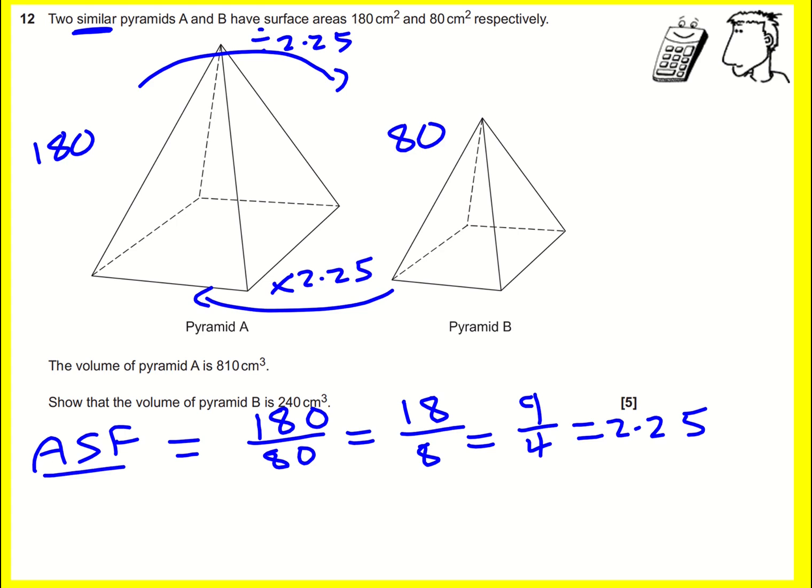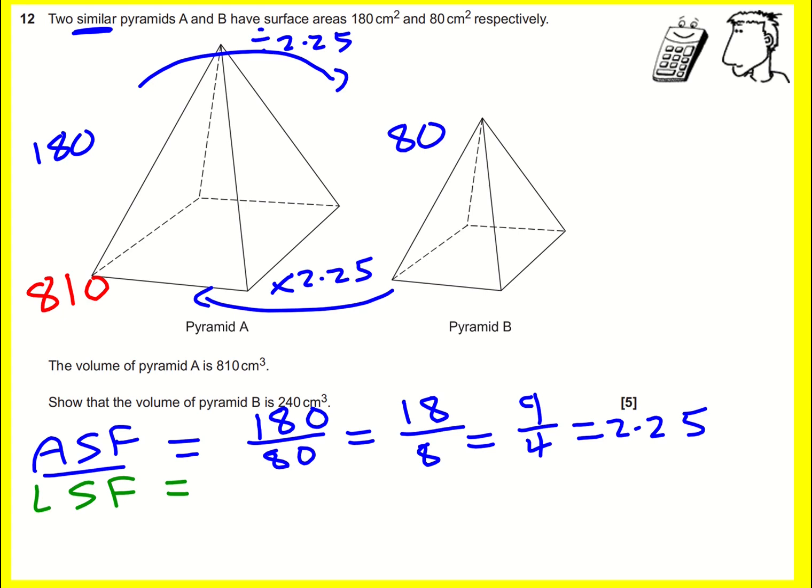But I want to work out the volume scale factor, because now I've got the volume of pyramid A as being 810, but I can't divide that by 2.25 because I don't know the volume scale factor. So what I need to do is first of all work out the length scale factor.